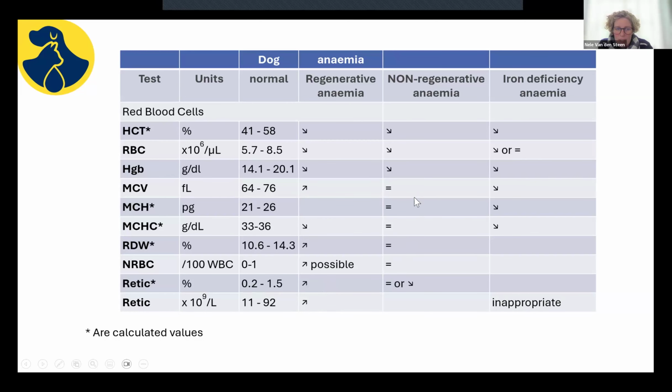You get a non-regenerative anemia. All of these stay quite stable. They're pretty much normal, except obviously you're anemic and your reticulocyte count is low. And if you have an iron deficient anemia, you will have a smaller cell size and less hemoglobin, so that will drop. Again, that doesn't happen overnight. As you lose iron, these things will gradually go down.